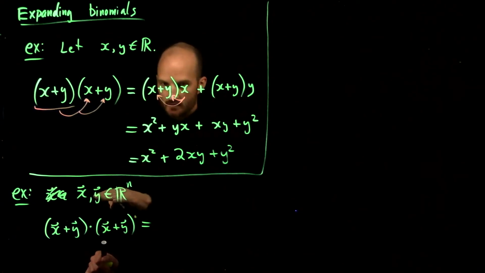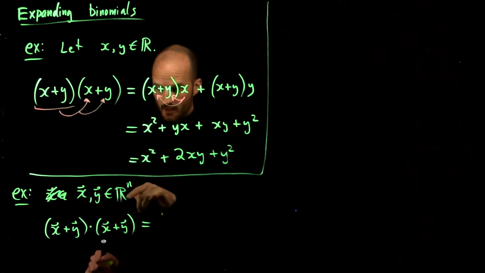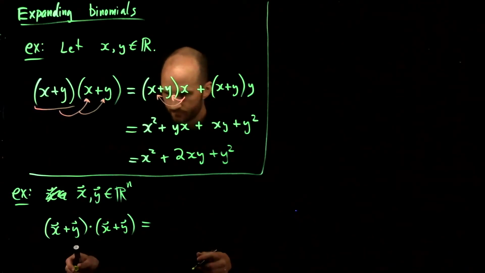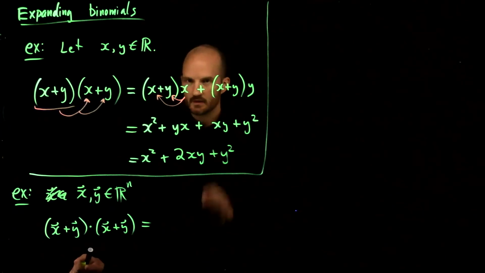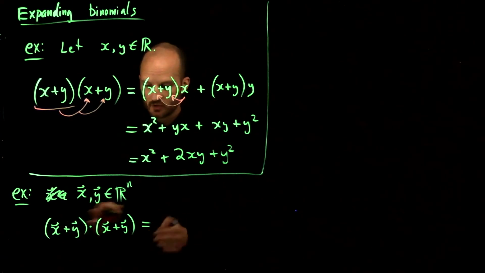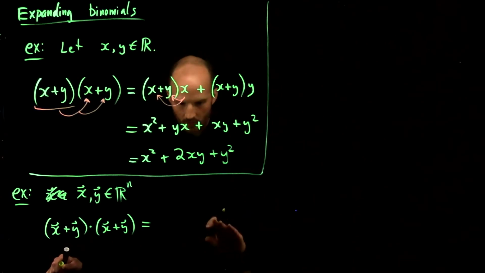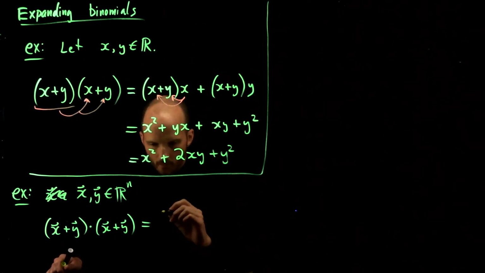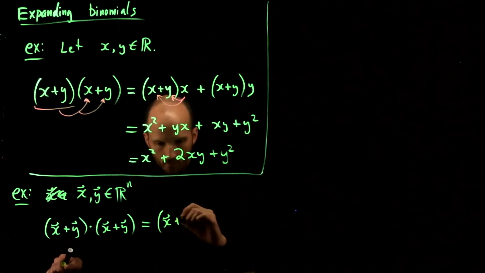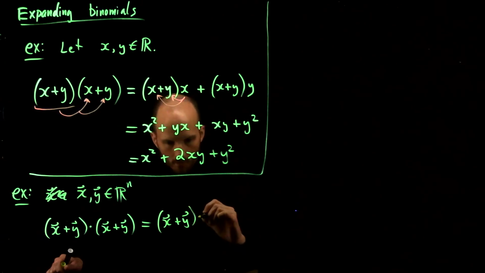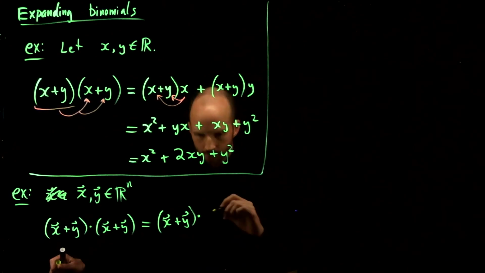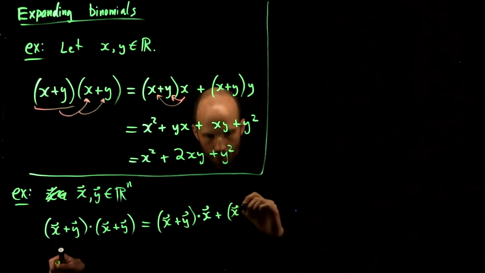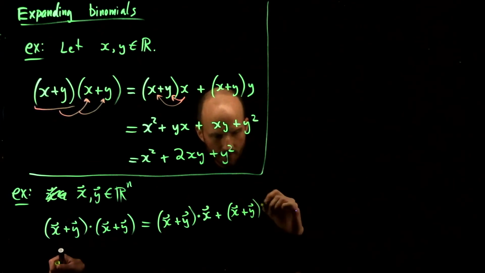Look at x and y, it's different here. X and y are vectors in R^n. I have a dot product here. So I still have this distribution idea. Distribution still works in the land of dot products. Don't forget your dots. Gotta have those dots in there.